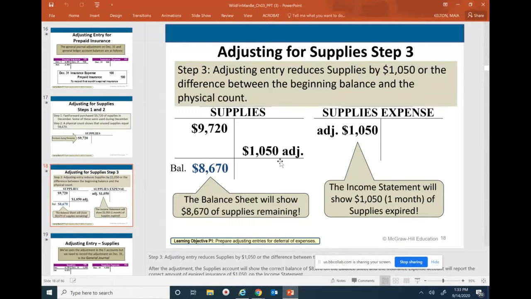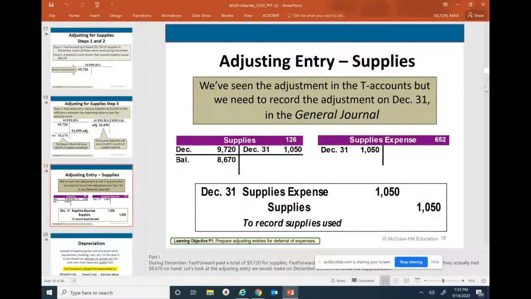The adjustment is actually how much of supplies were used in that time period. So similarly to all other prepaid expenses, we will debit supplies expense, which increases supplies expense, and we will credit the supplies account to show how much of supplies is used. Again, this is just an example that we will use later.